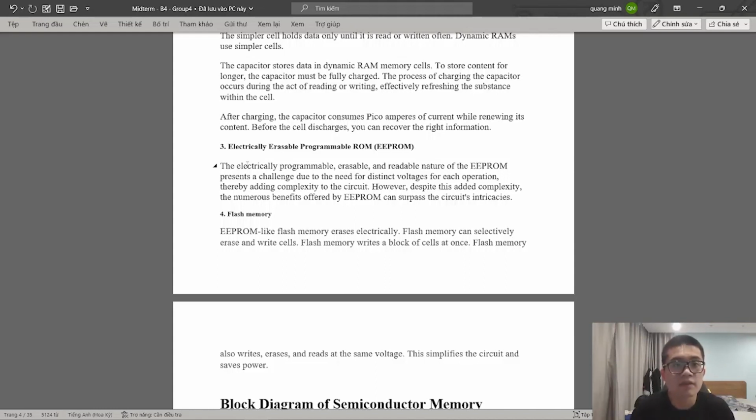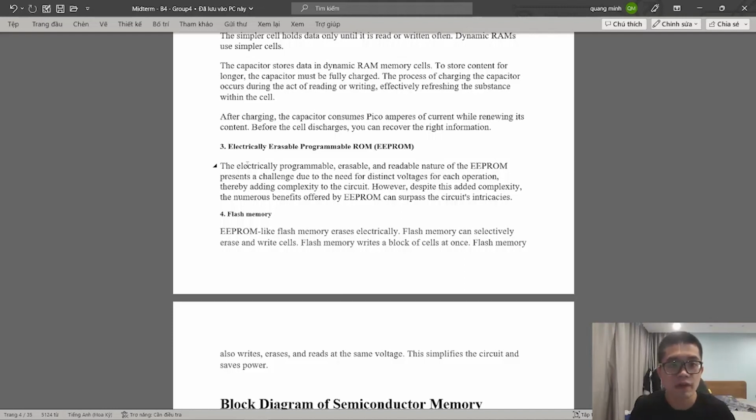Third is the electrically erasable programmable ROM, or we can call it EEPROM. The electrically programmable, erasable, and readable nature of the EEPROM presents a challenge due to the need for distinct voltages for each operation, thereby adding complexity to the circuit. However, despite this added complexity, the numerous benefits offered by EEPROM can surpass the circuit complexity.